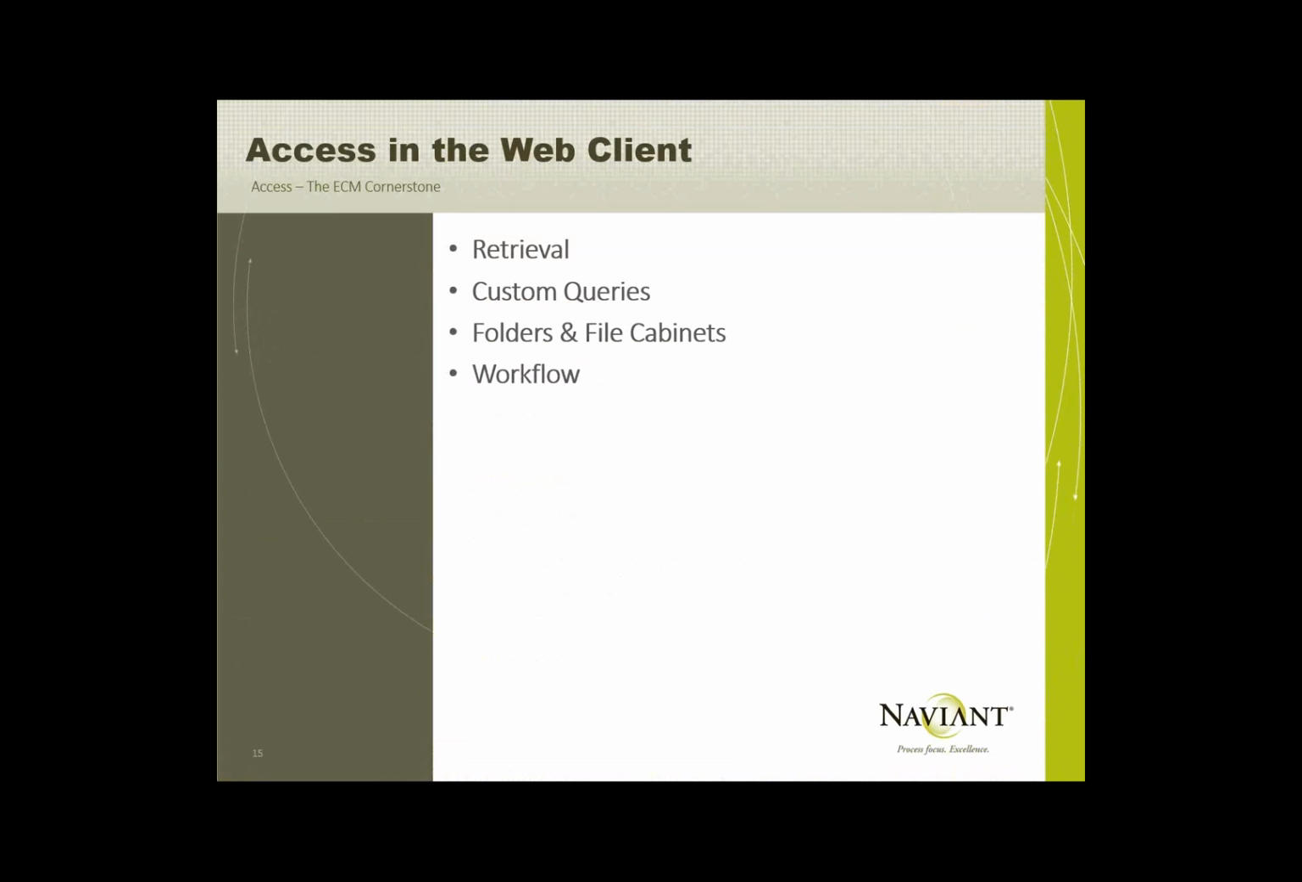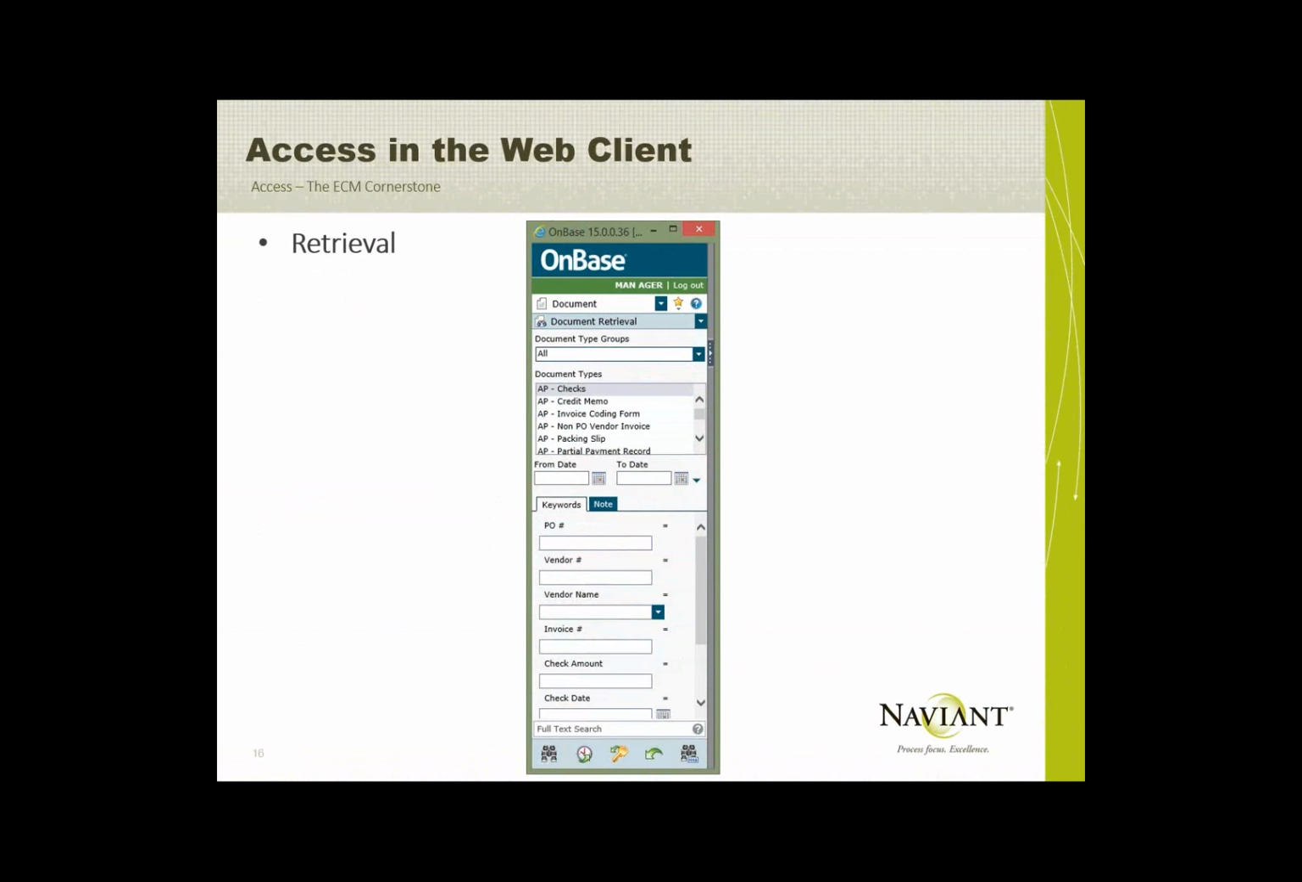So in the web client, we get most of what we get in the Thick client. We can do retrieval, we can do custom queries, folders and file cabinets are here, and we do have workflow. So let's start out with retrieval. Retrieval in the web client looks a lot like the new style retrieval window in OnBase Thick client. We get a big vertical window where we can select our document type group from a pull down, select any document types we want to search in that scrolling list box, put in a date range to filter, and then any keywords that are shared among the document types that we've selected.